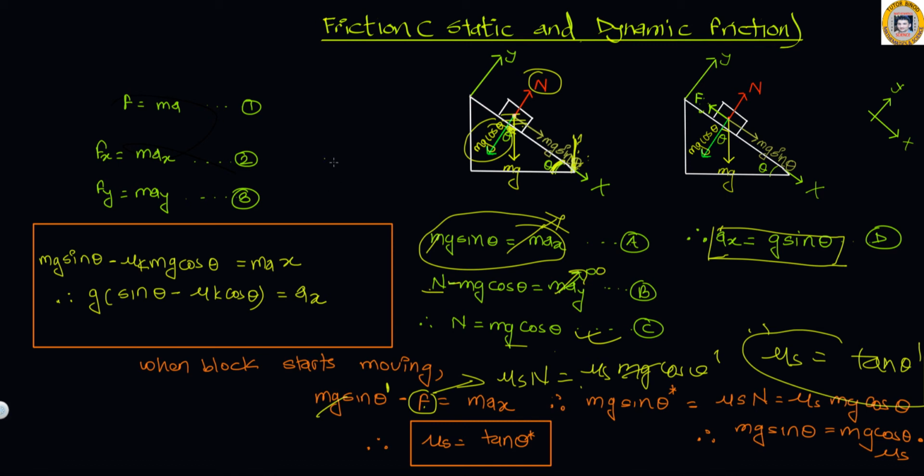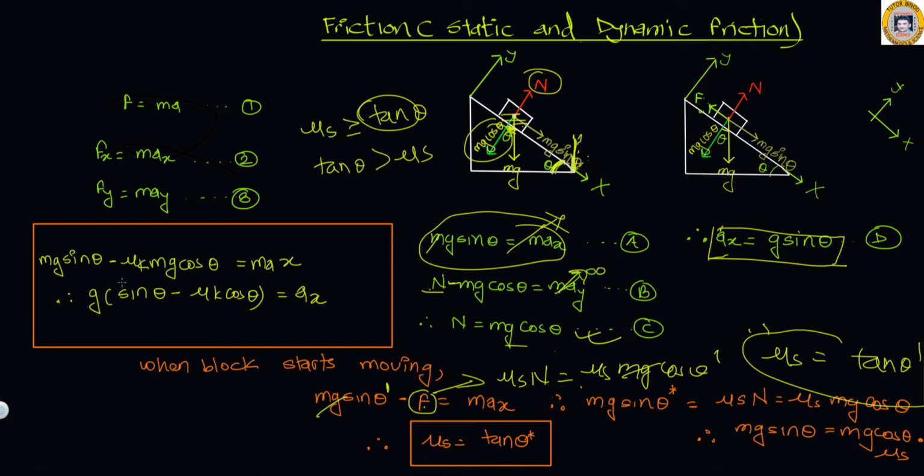So from these results we see that mu s must be greater or equal to tan theta in order to have the body at rest. As long as mu s is greater or equal to tan theta, the body will be at rest, but whenever tan theta becomes greater than mu s, then the body starts to slide, which has numerous applications in our real life.